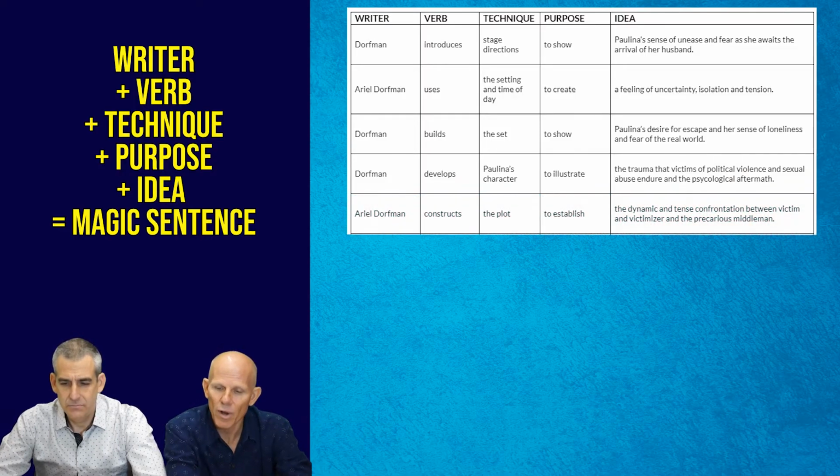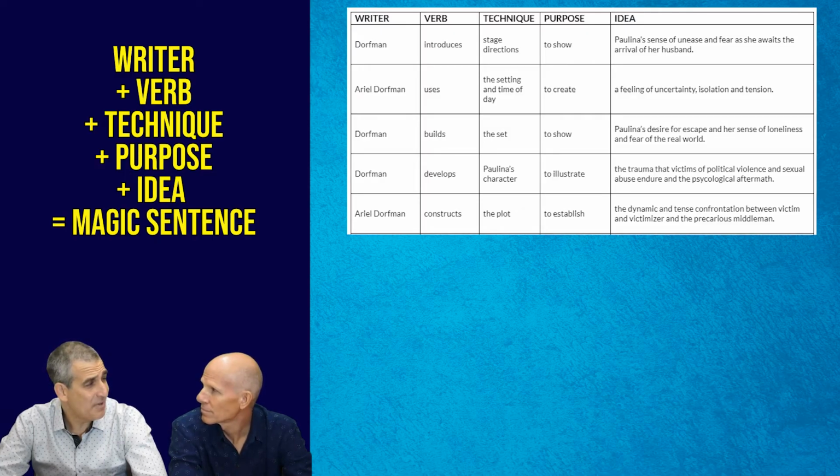Ariel Dorfman constructs the plot to establish the dynamic, intense confrontation between victim and victimizer and the precarious middleman. Another rich idea, Giles. Victim versus victimizer, and the role that the middleman plays, really does tap into Roberto and gets into a deep idea of this play.